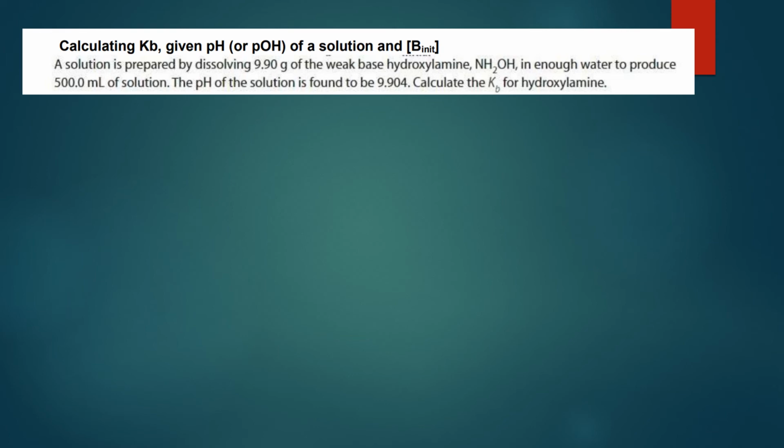So with this question, it says a solution is prepared by dissolving 9.90 grams of the weak base hydroxylamine, NH2OH, in enough water to produce 500 milliliters of solution. So we're going to have to go through a little bit of stoichiometry right at the beginning of this problem to get our concentrations. And we're also told that the pH of the solution is 9.9. And again, we are supposed to be working in base land, so we're going to need to calculate concentration of hydroxide from that value. So we're going to have to go through a couple of calculations before we get to our ice table.